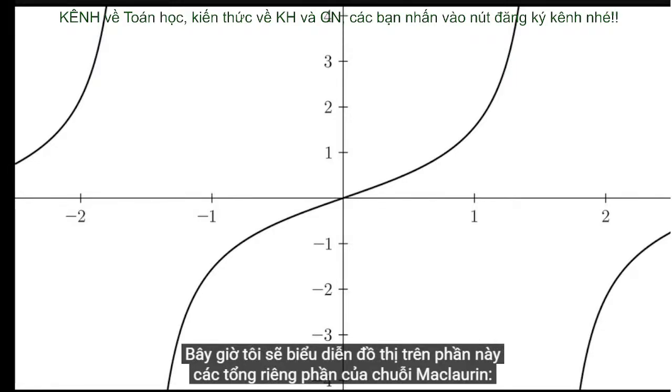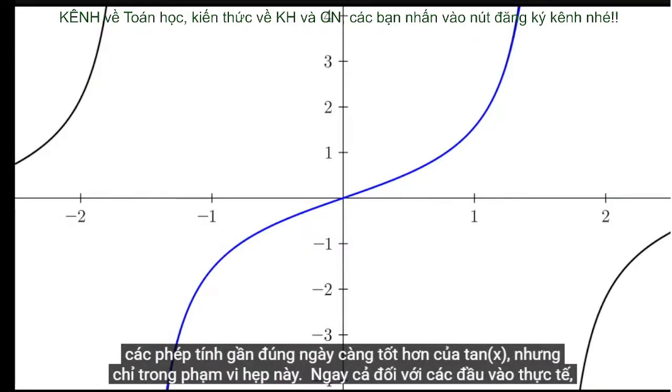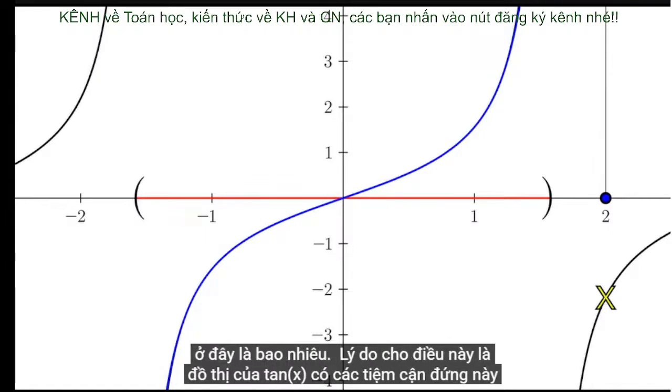Now, I'm going to graph on top of this the partial sums of the Maclaurin series, x plus x cubed over 3 plus 2x to the 5th over 15, and so on. As we look at these partial sums, we see that they provide better and better approximations of tangent of x, but only in this narrow band. Even for real inputs, my Maclaurin series for tangent of x can't tell me what the value of tangent of x is supposed to be over here.